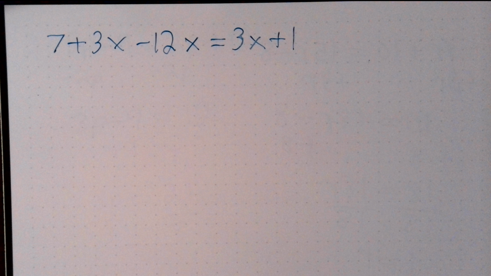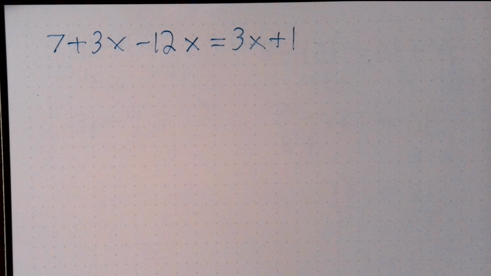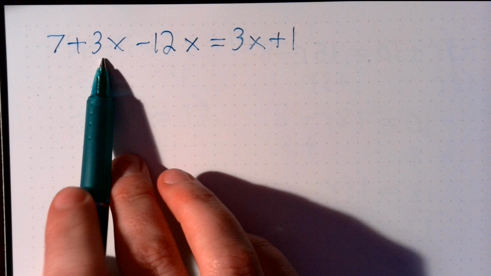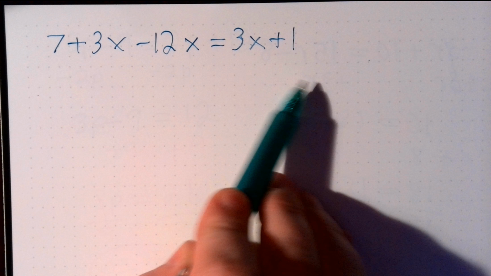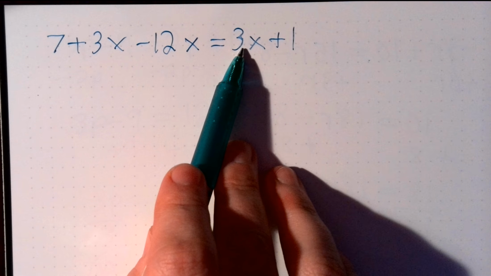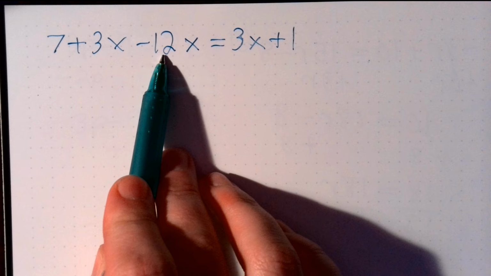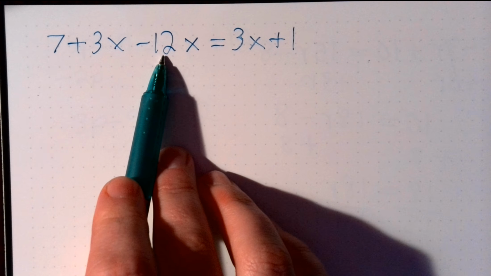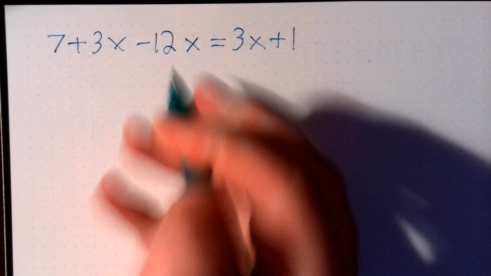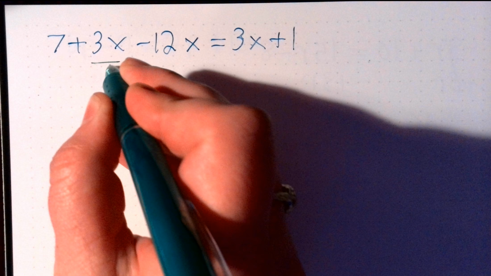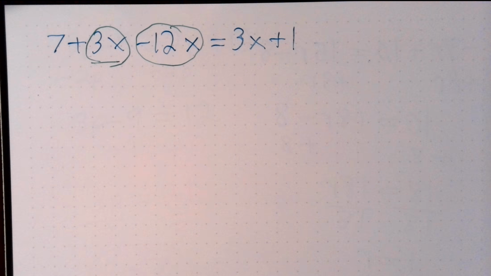We are picking up with solving multi-step equations with variables on both sides. Notice in this problem, I have 3x, negative 12x, and 3x. This 3x and this negative 12x are both on the same side. So if you remember from a previous video, I can automatically combine those two together. They are on the same side. I don't have to change the sign.